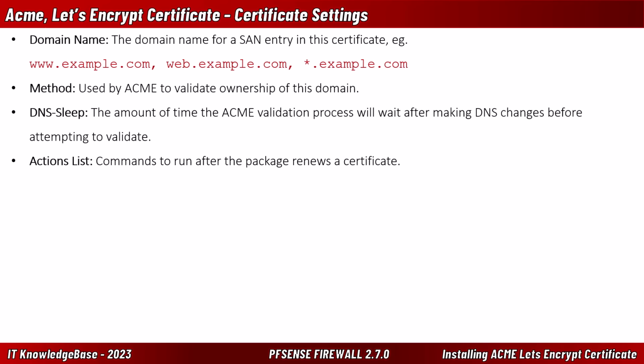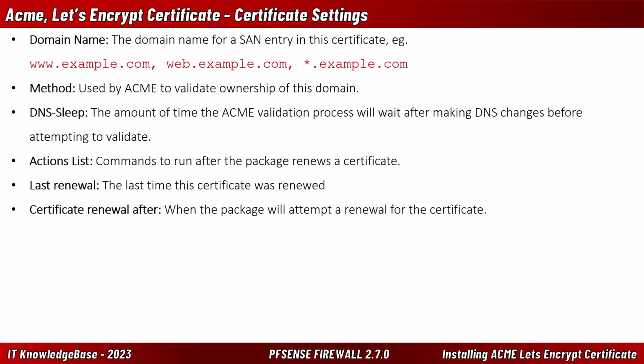Action list: commands to run after the package renews a certificate. Last renewal: the last time this certificate was renewed. Certificate renewal after: when the package will attempt renewal for the certificate. The default is 60 days or 2 months. Certificates are valid for a maximum of 90 days, and before their expiration, you can set them to renew automatically.